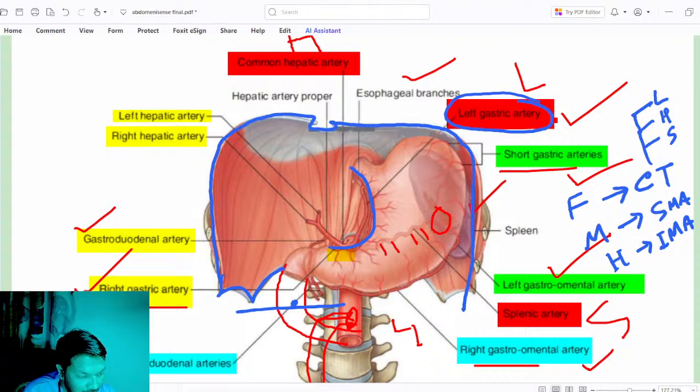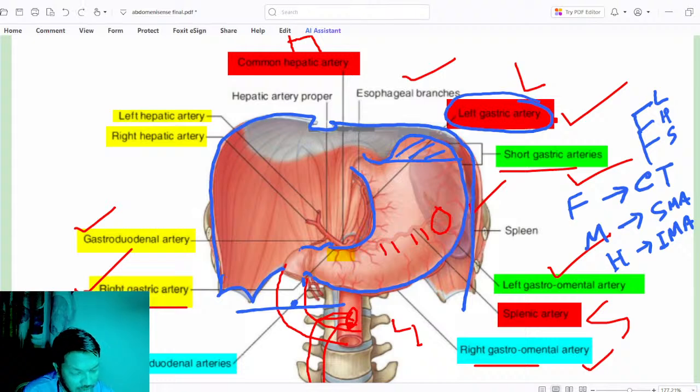We know the parts of the stomach, right? This is the lesser curvature, then this is the greater curvature. This is the pylorus, and this is the cardia, the fundus of the stomach, and here this part we can say the cardiac notch. So the left gastric artery mainly gives supply through the lesser curvature.